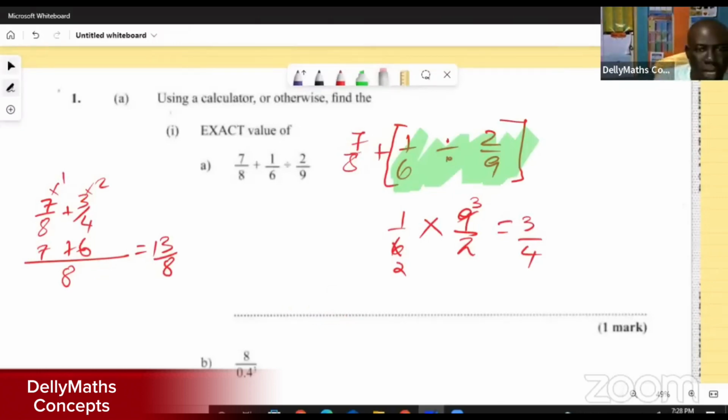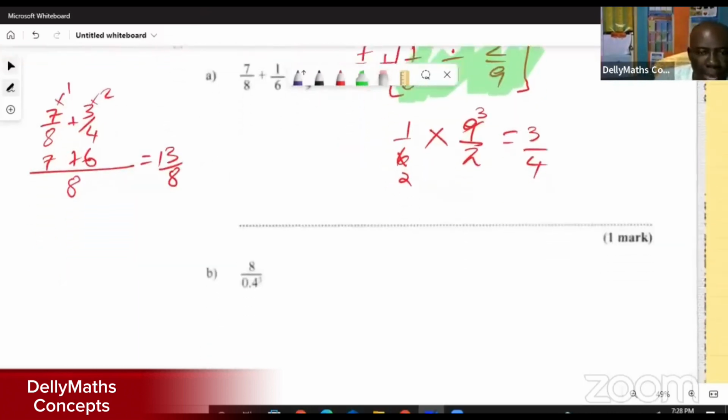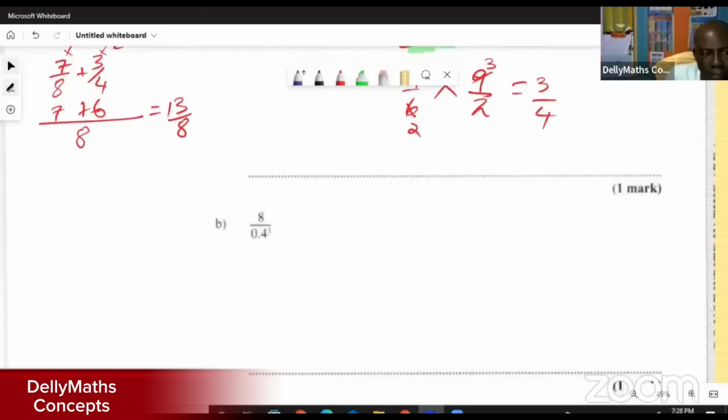For the next question, we actually had this. It is 8 over 0.4 raised to the third, which really means 8 over 0.4 times 0.4 times 0.4. All right, that's what that means.